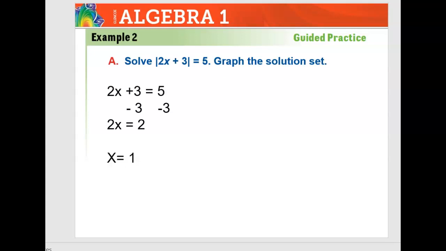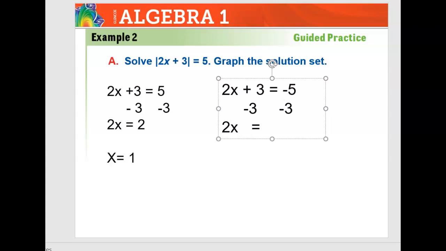We have to do that again, and we have to do that for the negative side. So you have 2x plus 3 equals negative 5. And once again, you're going to move over your 3. Since it's being added, we subtract. So you get 2x equals negative 8. Divide both sides by 2, and you get x equals negative 4. So our two roots or solutions are 1 and negative 4.